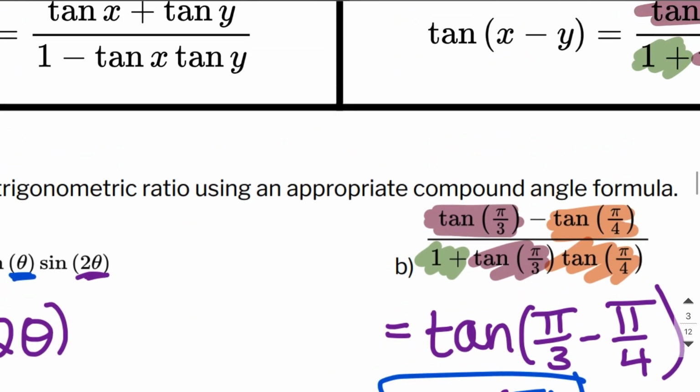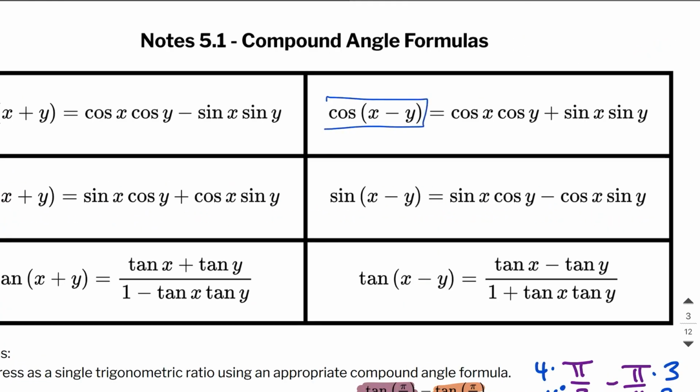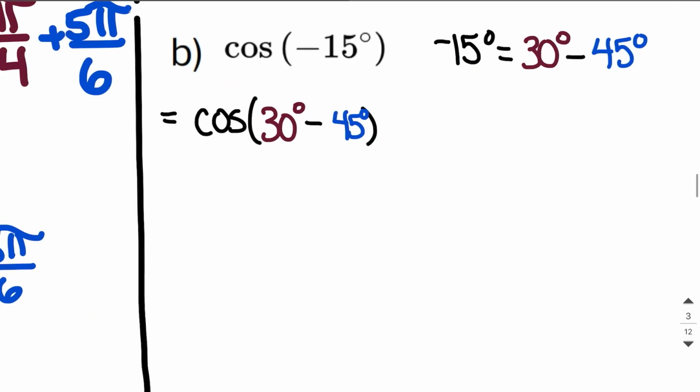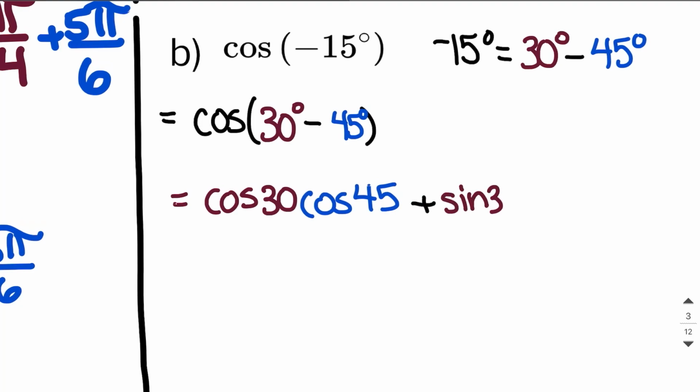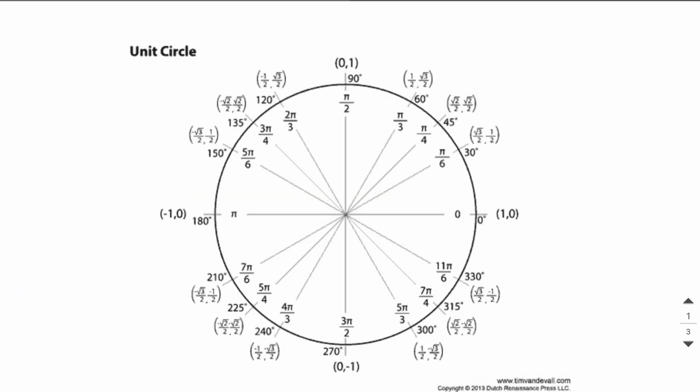And if you look back up here, the formula right here for cosine of x minus y would be cosine x cosine y plus sine x sine y. So this right here would end up being cosine 30, cosine 45, and then for the cosine angles, it's always the opposite sign, so this would be plus sine 30 degrees, and I just said to put degrees and I totally forgot to, sorry about that, times the sine of 45 degrees. Okay, go to our unit circle, and this time we would be using this information right here.